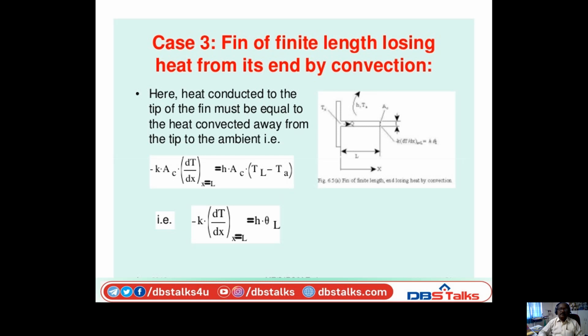Here it is a finite fin, and through the fin heat will be transferred by conduction. So how to calculate the conduction heat transfer? kA dT by dx. And from the fin to the atmosphere heat is transferred by convection, that is hA into delta T. So here the heat transferred by conduction equals the heat transferred to the atmosphere by convection. This will be the condition in case of a finite length.